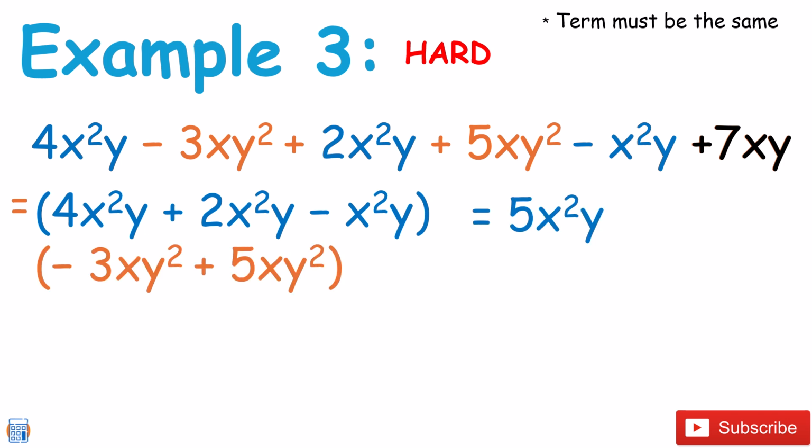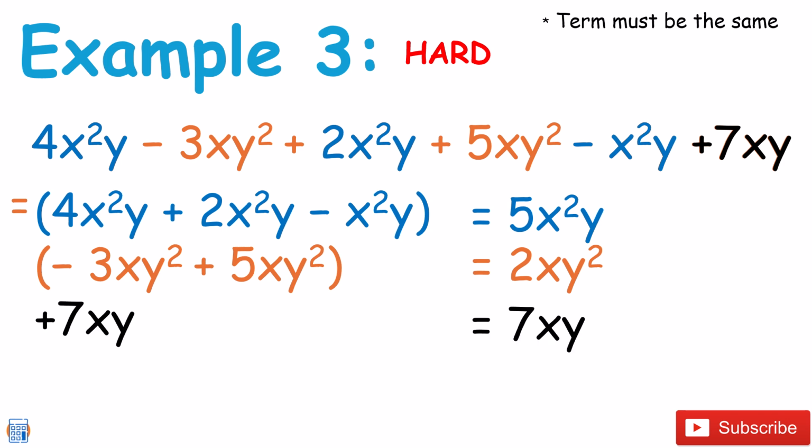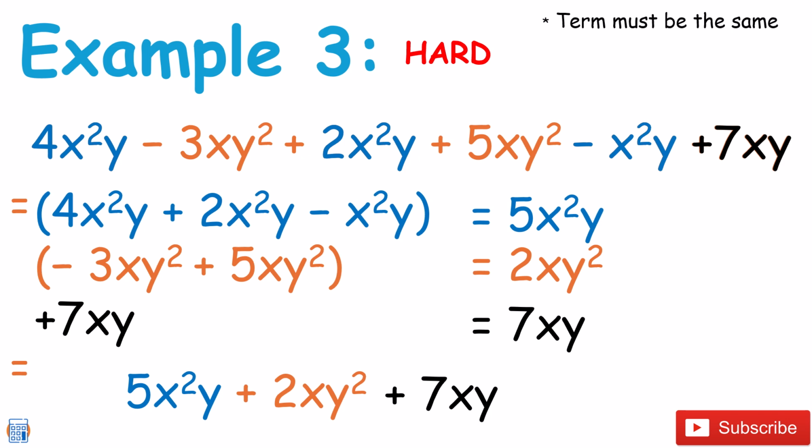Let's look at the orange ones now. Minus 3 plus 5, that gets you 2xy squared, and then finally the black one on its own cannot be simplified any further, so it's just 7xy. Bringing them all together, 5x squared y plus 2xy squared plus 7xy. Now, I will be very impressed if from this video you've figured that one out. Well done.